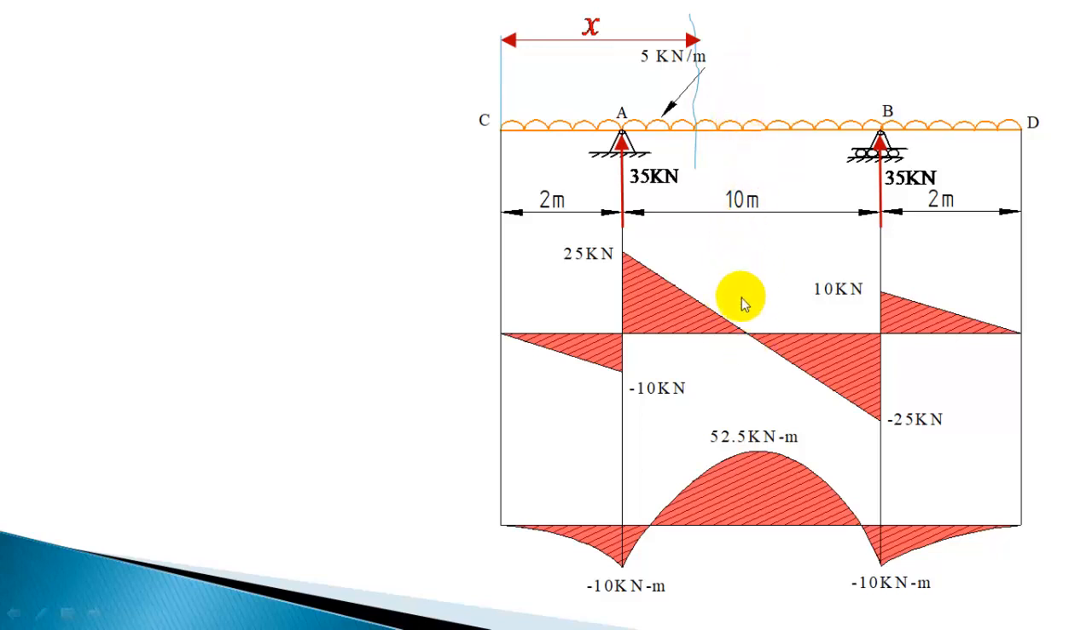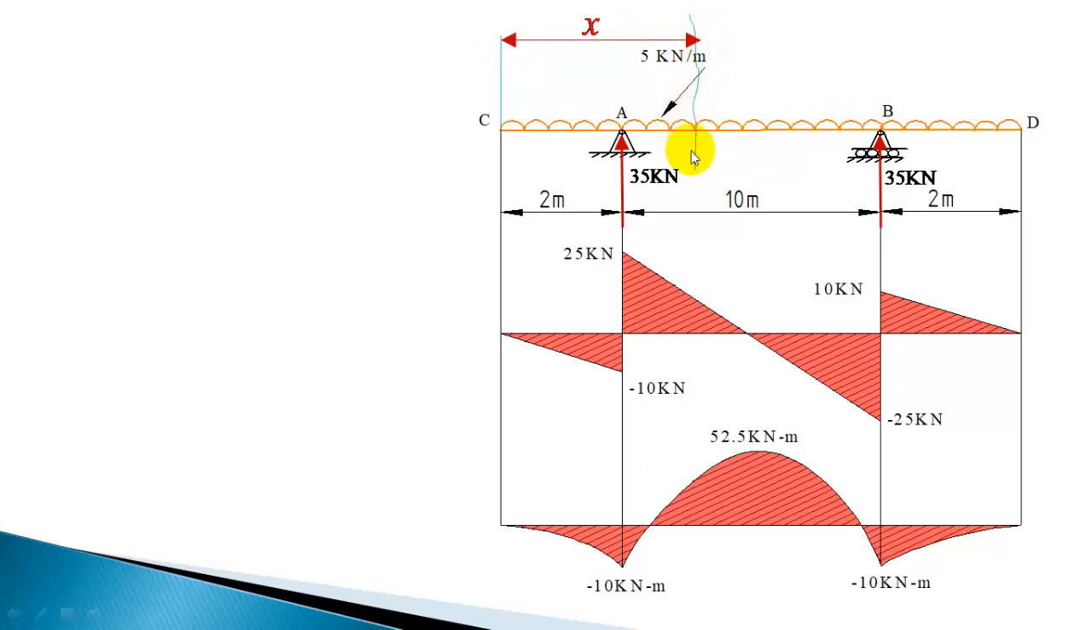That way you can identify and locate this point, or you can write down the shear force equation for this section. Because this point is coming in the section AB, you take a section in the portion AB at a distance x. x can be a variable, x changing from 2 meter, at A it's 2 meter, to 12 meter. So x value can be from 2 to 12.